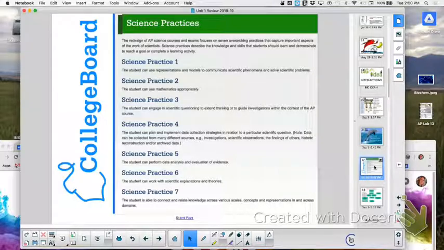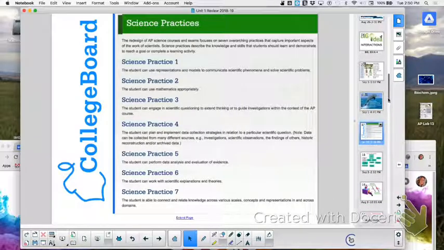Well, you've dealt with theories. There's the cell theory, right? The theory of evolution. Those are all theories. But that you can also do when you look at the student can perform data analysis. That's claim, evidence, reason. Good. And science practice 7, the student is able to connect and relate knowledge across various scales, concepts, and representations in and across all domains. Sure. Okay. He said peptide bonds. All right.